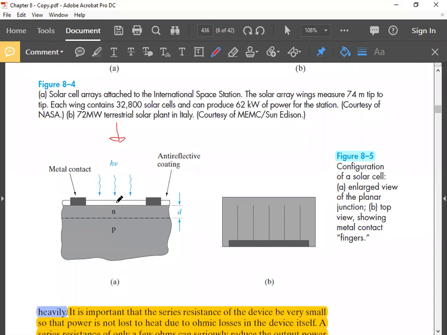How can you reduce reflection? There are special materials called anti-reflective materials. You can use a coating of that kind of material on the surface so that the reflection is reduced. So most of the incoming photons will get through, will go through the coating and will be absorbed in the underlying material, which is the PN junction, right? So that is the job of anti-reflective coating.